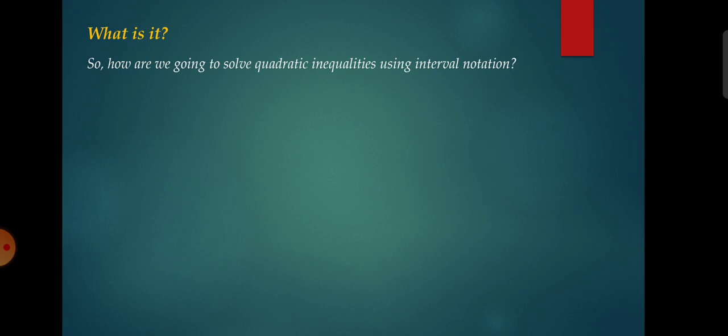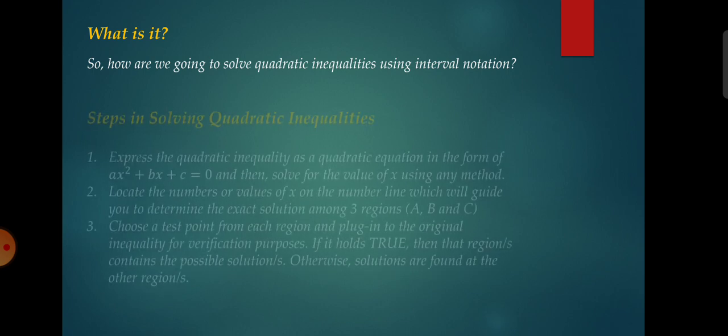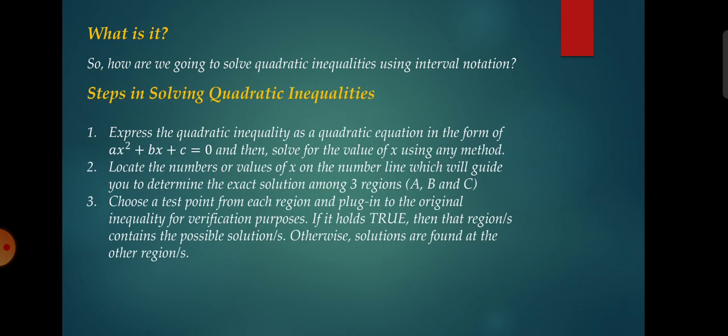So how are we going to solve quadratic inequalities using interval notation? We have here the 3 steps in solving quadratic inequalities. First is to express the quadratic inequality as a quadratic equation in the form of ax squared plus bx plus c equal to 0, and then solve for the value of x using any method. Pwede factoring, completing the square, or quadratic formula.